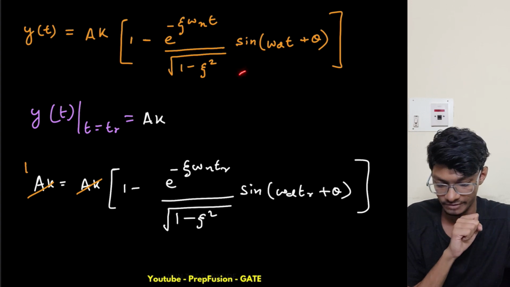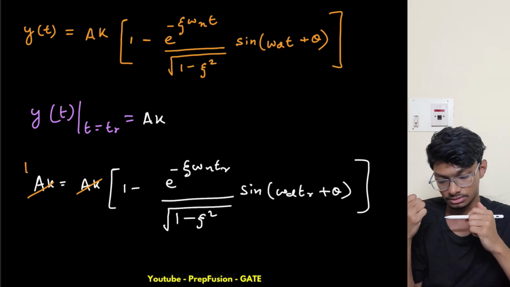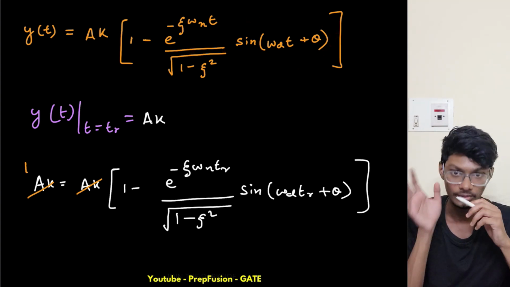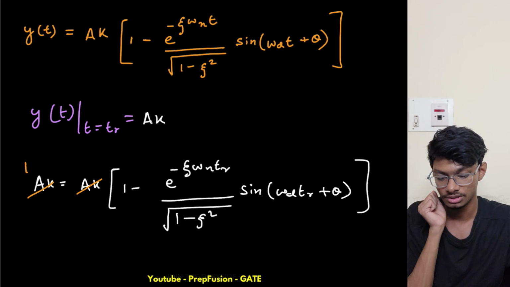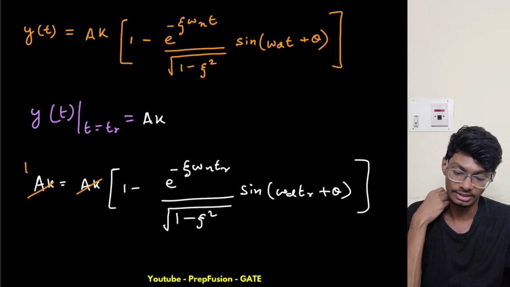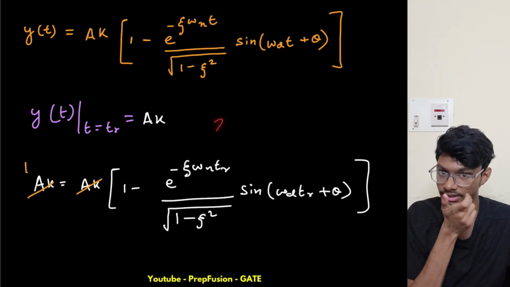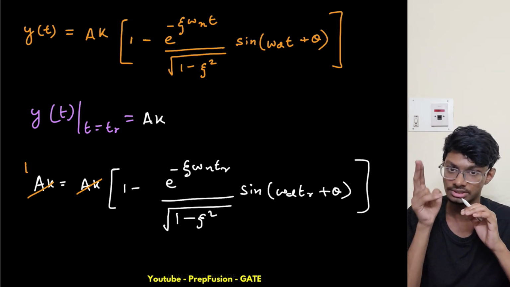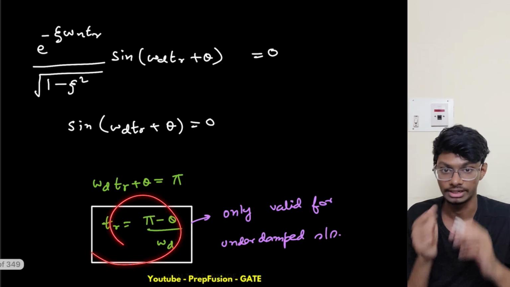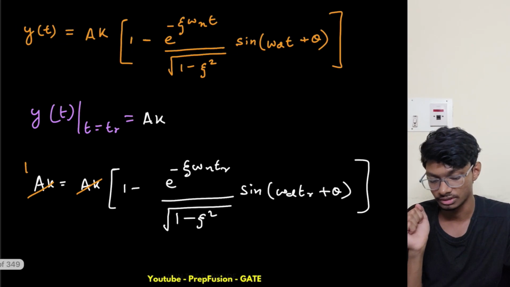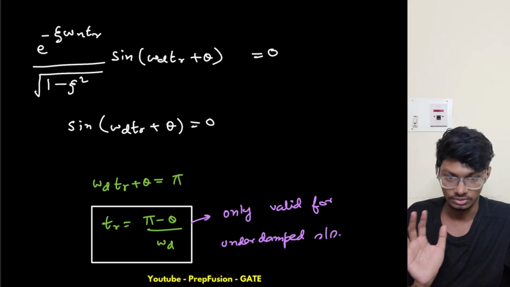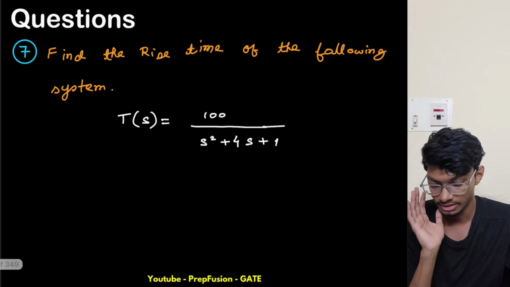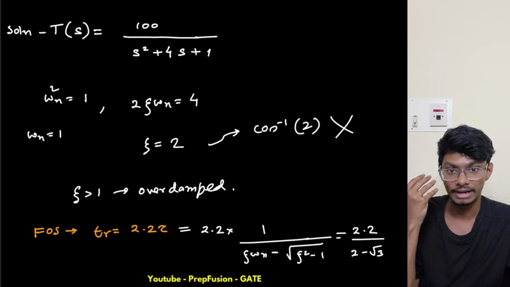But what will be the value for which this will again go to 0? It will be pi: pi equals omega d t plus theta. So t equals pi minus theta by omega d. That's how you quickly remember this, and that is for the rise time. Then I told you to be careful: if they ask you the rise time for an overdamped system, don't blindly put that in the formula.